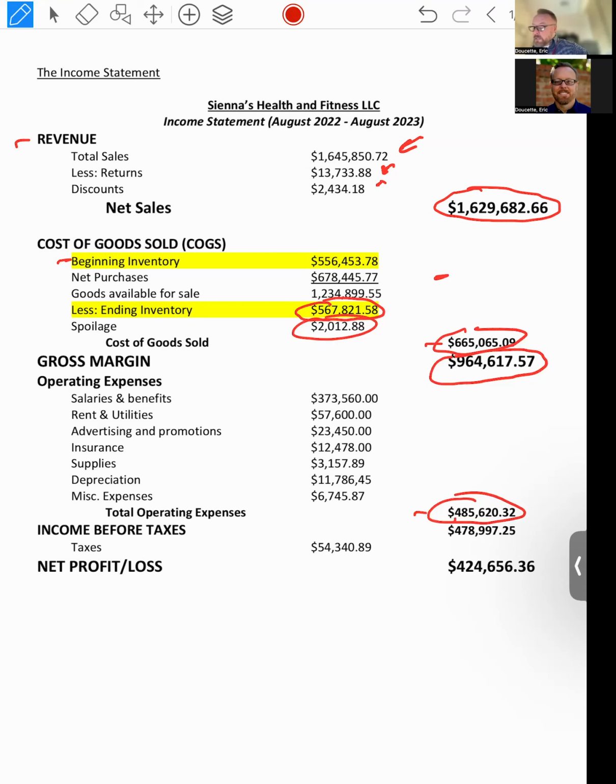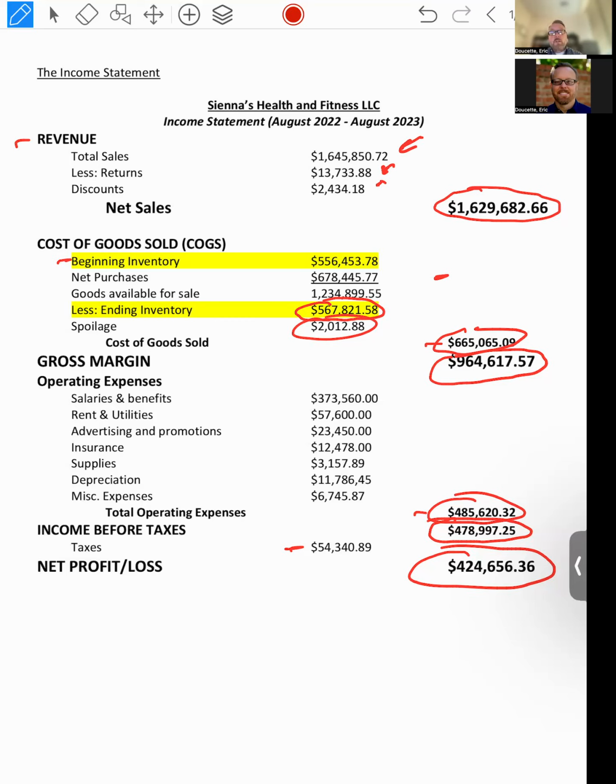So that means her income at the end of the year before taxes was $478,997. But she has taxes on that. So whatever the tax rate was, it came out to $54,000 that she owes Uncle Sam. So that means at the end of the day, she had a $424,656 net profit. So that's pretty good. I mean, she made almost 1.5 million, and she left with a little bit less than $500,000 by the time she removed all of her expenses.